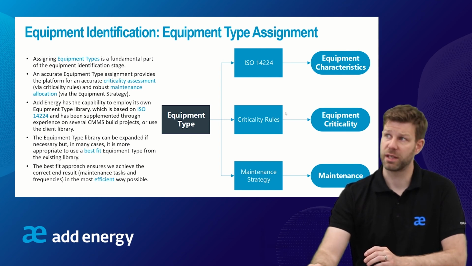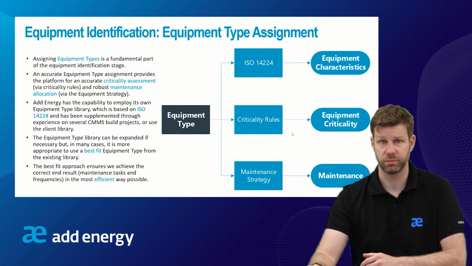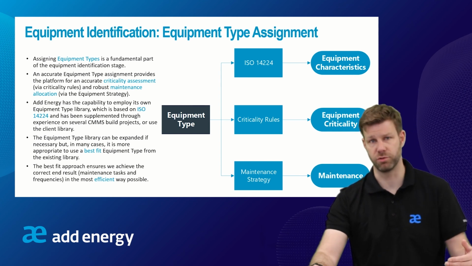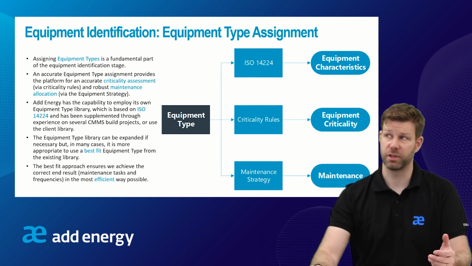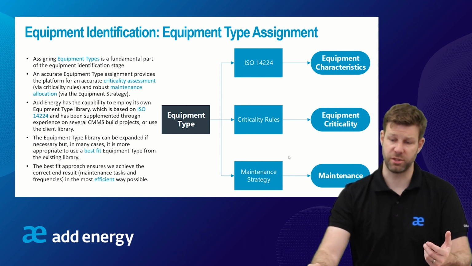The equipment type also drives criticality rules. You can use that to help build your rules in there to make a better, more consistent allocation of criticality, and also your maintenance strategy, as I mentioned before.